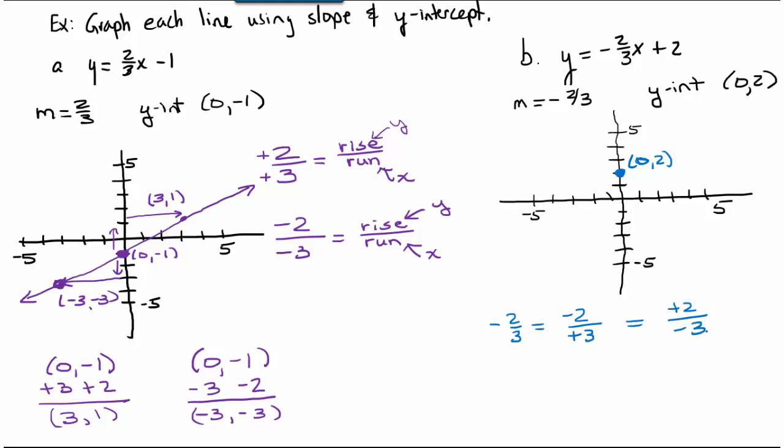Looking at it as a +2 divided by a -3, our rise, or our change in y, is going to be up 2 units. And then to the left 3. So that's going to place us at the pair of coordinates (-3, 4). Okay, or we could have thought of this as going down 2 in the y direction and to the right 3 in the x direction. And we would be at the pair of coordinates (3, 0). These are all collinear. That's supposed to be a straight line. So there's the line y equals -2/3 x plus 2.